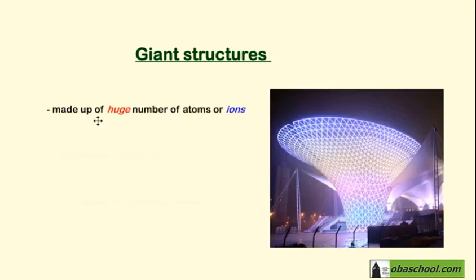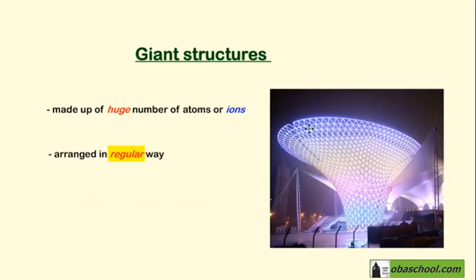A giant structure is made up of a huge number of atoms or ions. So there is a very large number of atoms or ions. Remember, an ion is an atom with a charge, either a positive or a negative charge. They are arranged in a regular way.